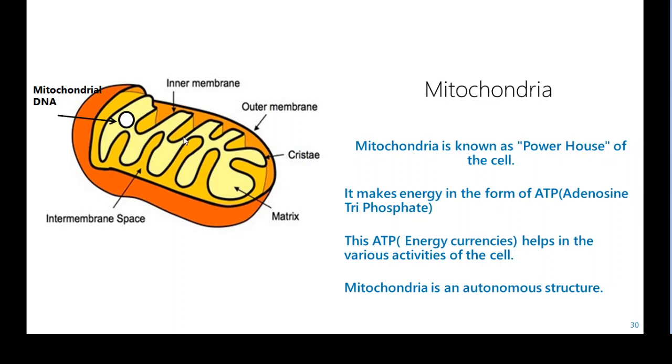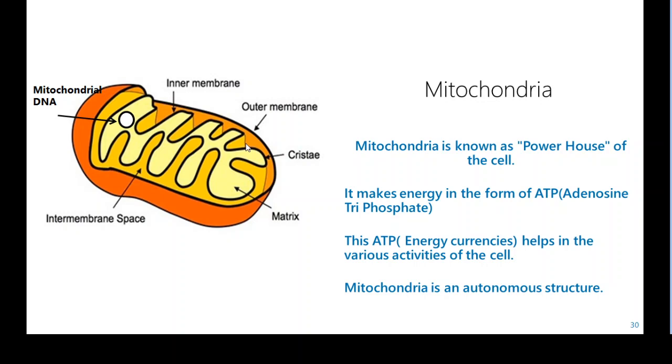Inside the inner membrane is present the mitochondrial matrix. The mitochondrial matrix is a jelly-like substance present inside it, and it contains its own DNA, mitochondrial DNA. You should know that mitochondria is one of those cell organelles which are autonomous in nature. Now what do you mean by autonomous? Autonomous structures are those which have their own ribosomes and DNA.